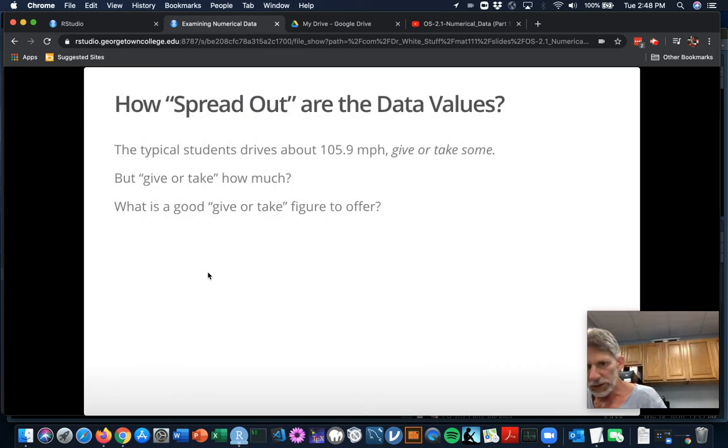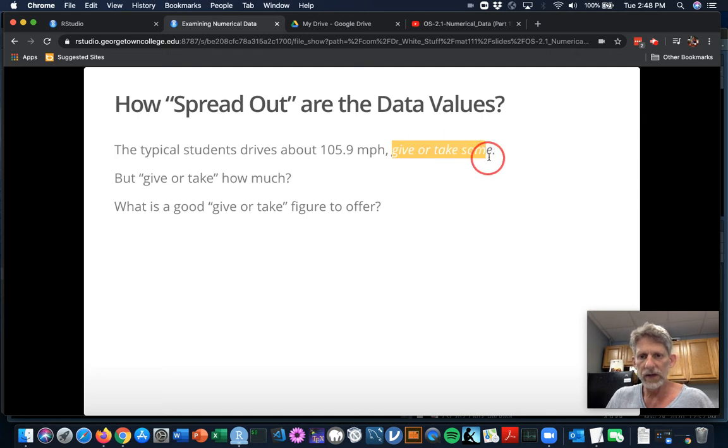Okay, that's what's going on typically. But of course, people aren't driving that exact speed. They're typically driving 105.9 miles per hour, give or take some. There's some variation in the speeds. But give or take how much? What's a good give or take figure to tell people if they ask you for something like that?